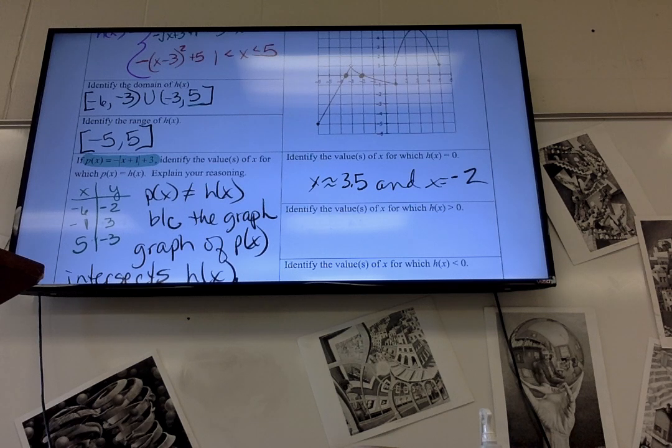For which values is h of x greater than 0? Yeah, everywhere it's above the x-axis. So I could say from -3.5, but I got to stop at -3 because that's an open circle. And then from -3 to -2, sorry. And then there's more from what to what? 1 to 5. 1 I wouldn't include, but 5 I would.